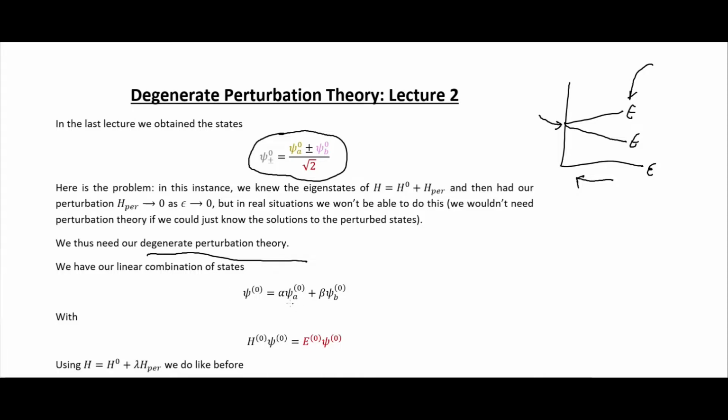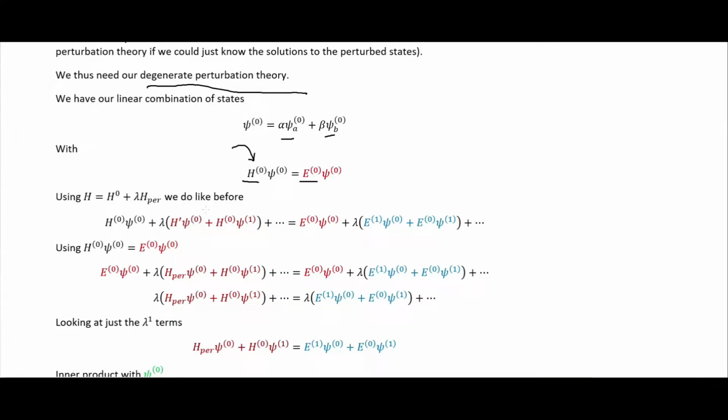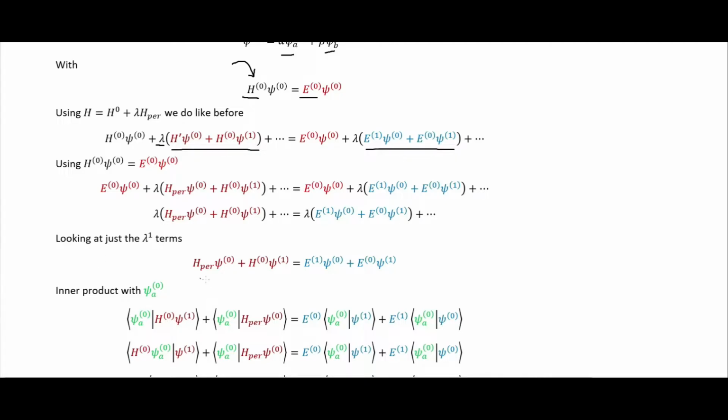And so we have a linear combination of states. We have this psi A and psi B with this alpha and beta in front of it. And so we have our eigenfunction equation here with our Hamiltonian and our energy eigenvalue. We will do just like we did in the non-degenerate perturbation theory, and so we find these orders of lambda. We combine like orders of lambda, so that I have this dark red here and this dark blue here for our two first order corrections. If we look at just our first order corrections, we have this with the red here, which has our Hamiltonian, and this with our energy eigenvalues here.